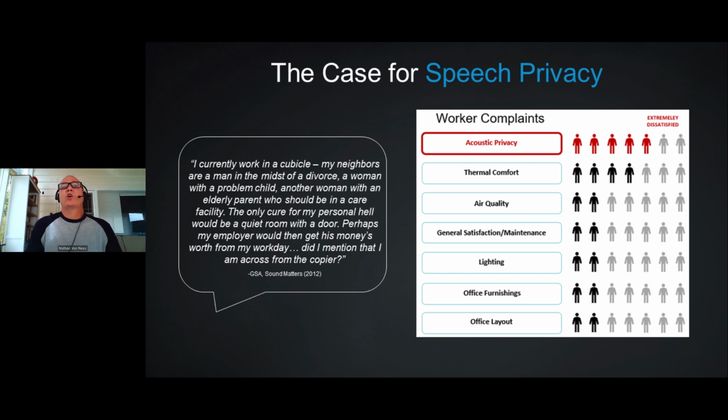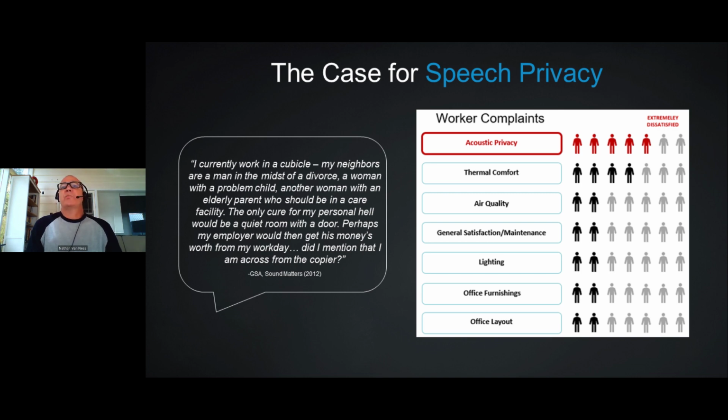Maybe they're on the phone arguing with their spouse or yelling at their kid. Maybe we overhear a conversation that discloses private information, like a manager discussing workplace issues and dropping the word layoffs. It's hard to refocus on your work and stay productive when these distractions occur. So speech privacy is a big deal, and a lack of it is incredibly disruptive.